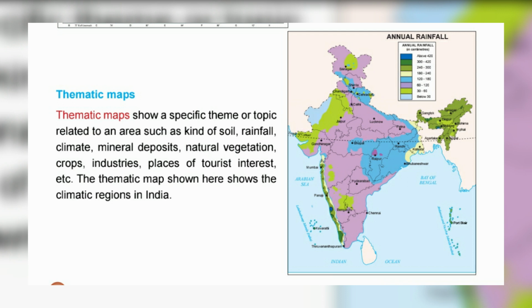The thematic maps show the topic related to a particular area: the kind of soil, rainfall, climate, mineral deposits, the plants and animals. There we can find out what type of industries and tourist places are there.